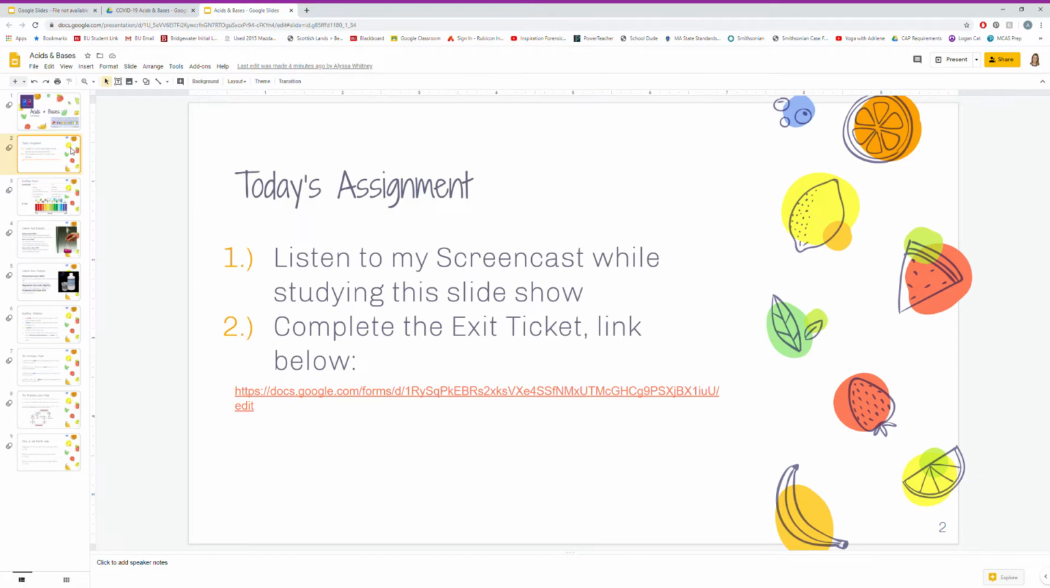So your assignment for today is to listen to my screencast while studying the slideshow. And then when you've listened, you've looked over the slideshow and you feel confident, you can go ahead and complete the exit ticket, which is linked for you below.